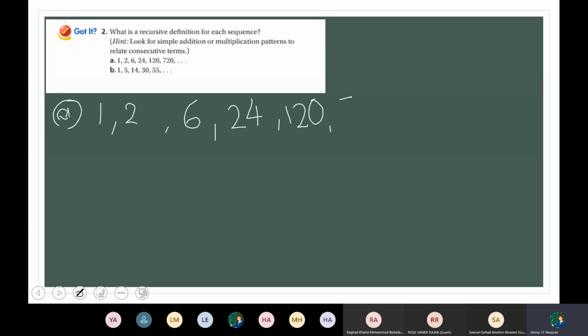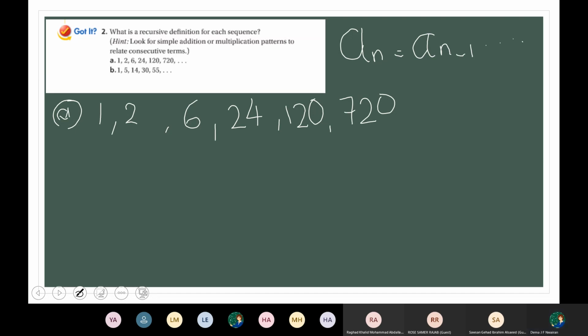120, and 720. Yesterday, I told you that in this lesson we have two things. I will give you the formula, and you give me the terms as we did yesterday. And today, I will give you the numbers, and I want you to give me the formula. Here, he asked me about the recursive definition. What is the meaning of the recursive definition?